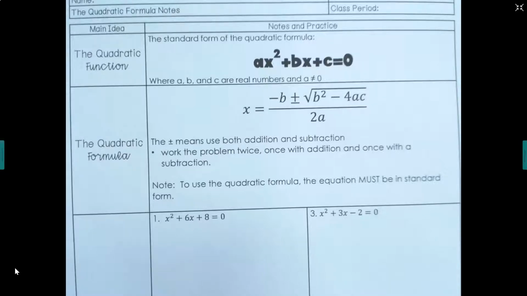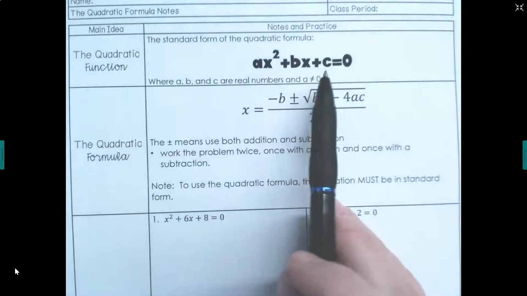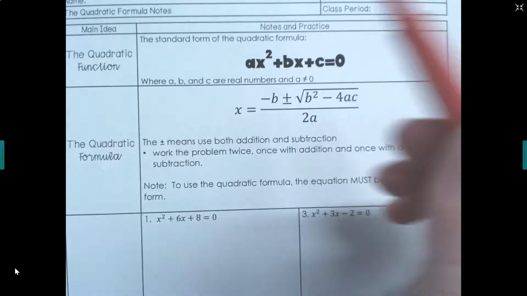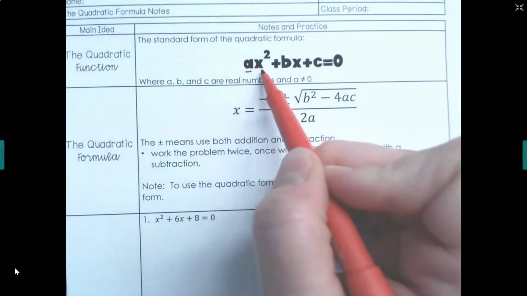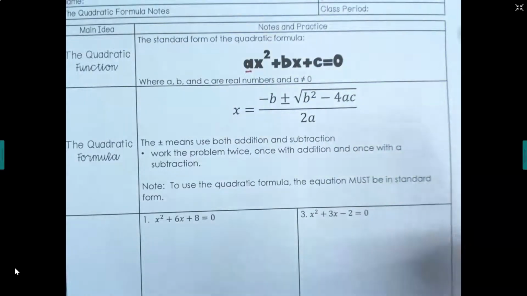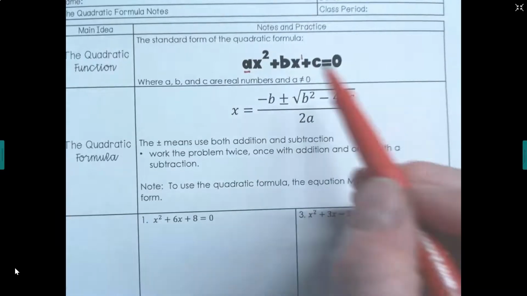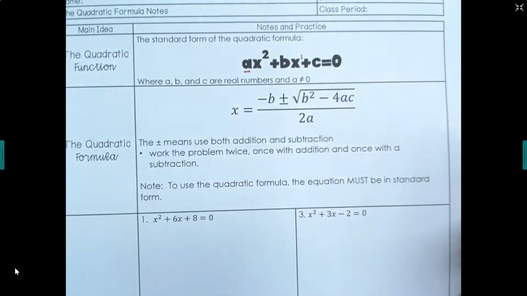Okay, so we want to review the standard form of a quadratic equation. You have to remember why this is so important: the a is always next to the x squared term, the b is always next to the single x, and the c is the constant. It has no variable. That way, when we're referring to a, b, and c, you know where to get the numbers from.